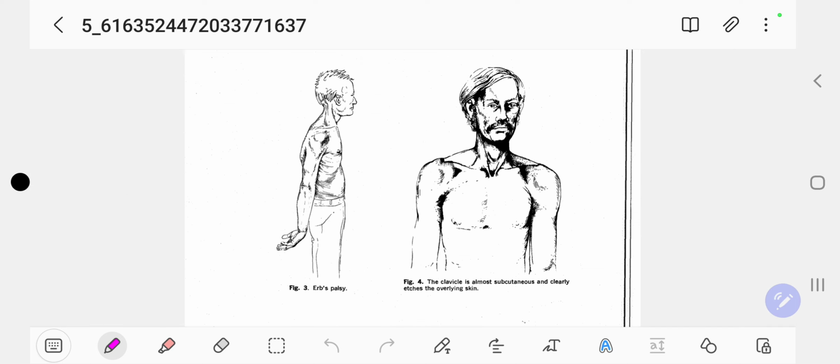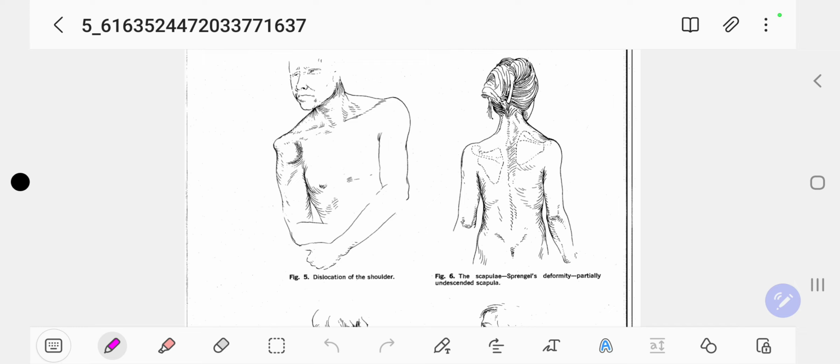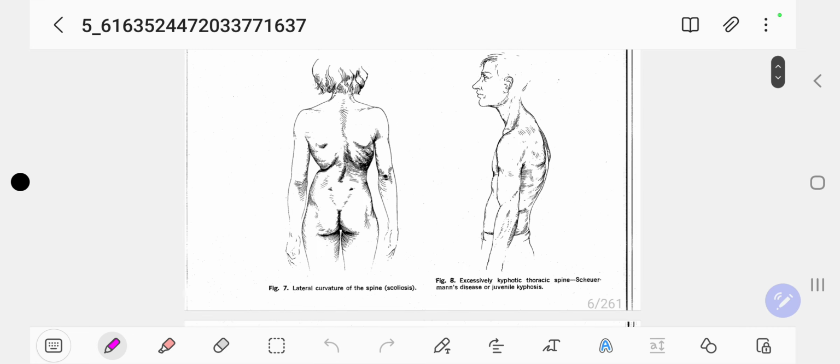The common attitudes are Erb's palsy, and the clavicle almost subcutaneous, clearly visible from the observation and inspection. We can judge dislocation of the shoulder, the scapular spangle deformity, which we can see. Also, winging of the scapula can be seen. On inspection of the posterior aspect, lateral curvature of the spine and an excessively kyphotic thoracic spine, Scheuermann's disease or juvenile kyphosis.